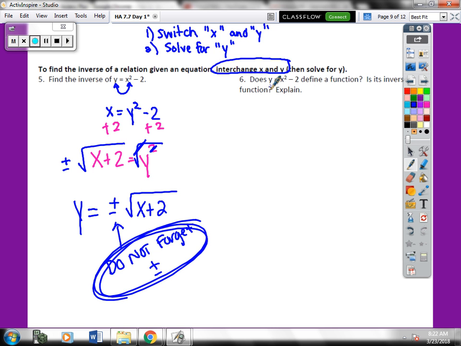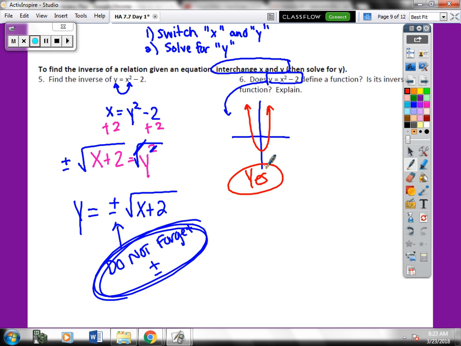Then they ask us, does the original equation, y equals x squared minus 2, is that a function? So if you think about this as a graph, x squared minus 2 makes what shape? Quadratics. Actually, parabola. So this would be shifted down 2, which isn't really important, but something like this. So would this pass the vertical line test? Yes. So the original function is a function.